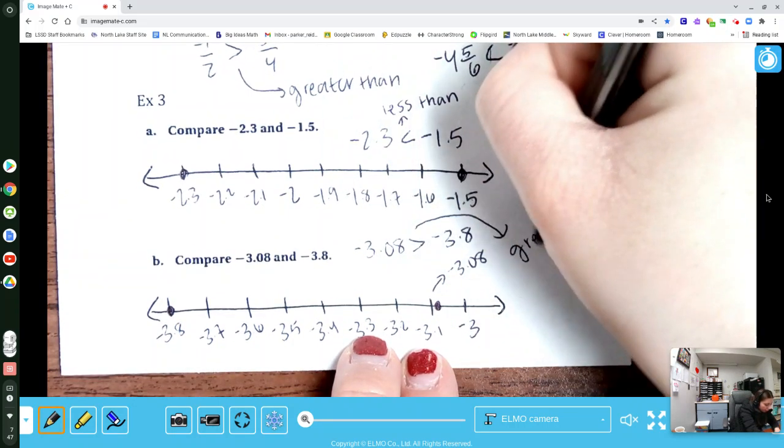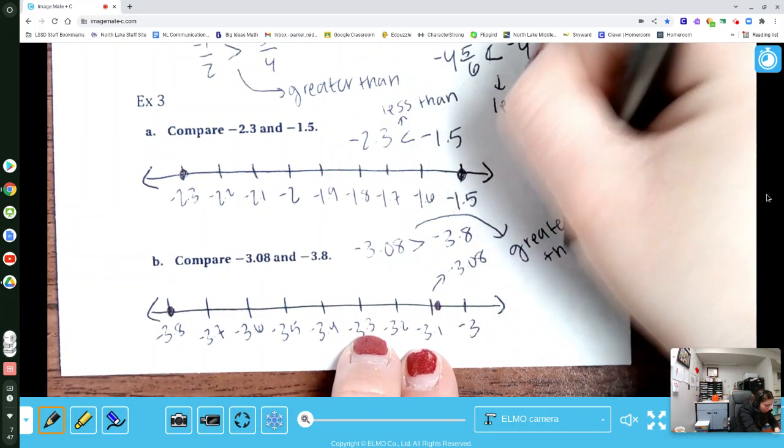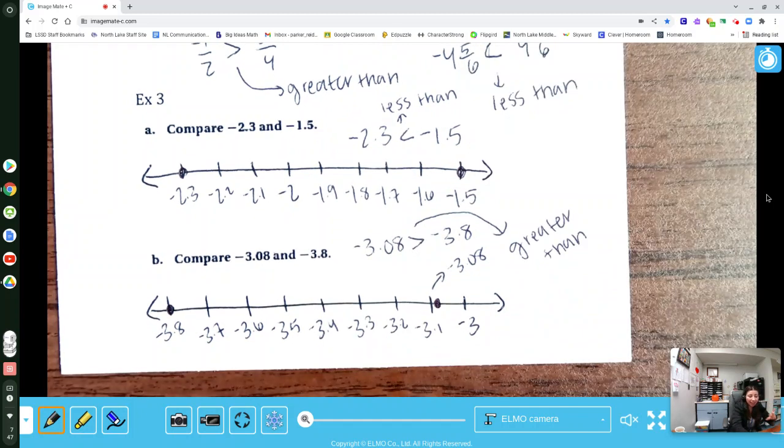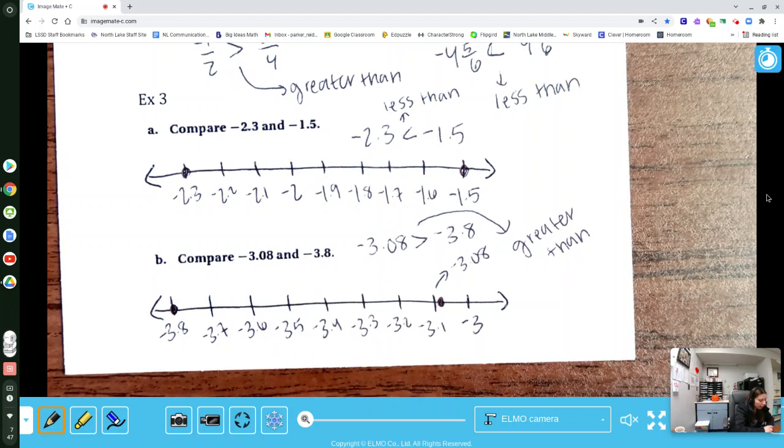to the left. Now, let's say you didn't have a number line to do this problem. Let's talk about how you could do it anyways. If I were to cover up my negative symbols and imagine that these were positive and I were comparing 3.08 and 3.8, to compare decimals, I look at the place value, and then if they're the same, I move to the next place value. And I keep going until I have a place value where they differ, and that's how I decide which is greater.